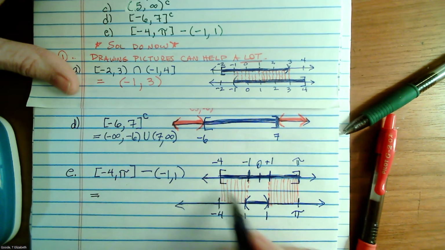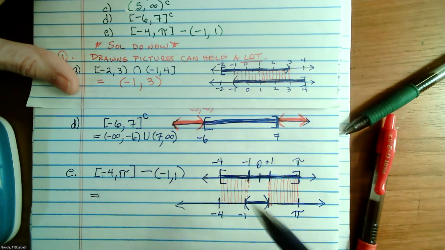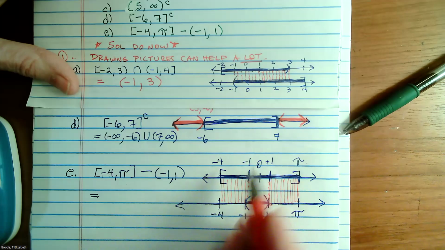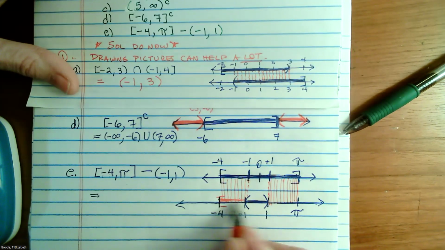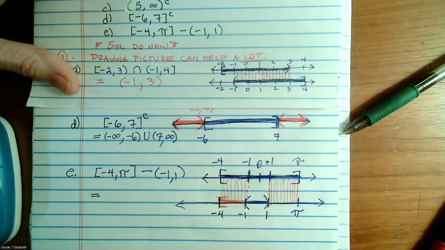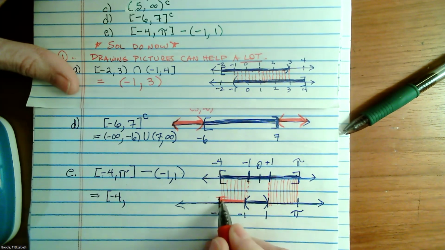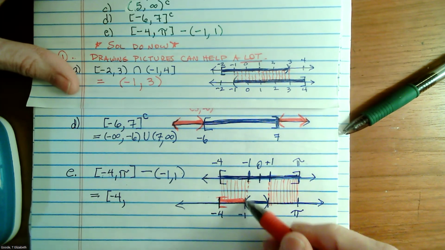Okay, so should negative 4 be part of, I said complement set, excuse me, the set difference? Should negative 4 be part of the set difference? Yes, because it's right there and it's not part of what we're subtracting. So we definitely want to include the negative 4. Now, we're going to include all of these, and then we start subtracting right around here.